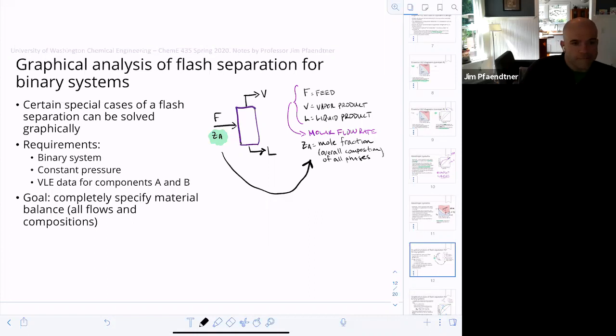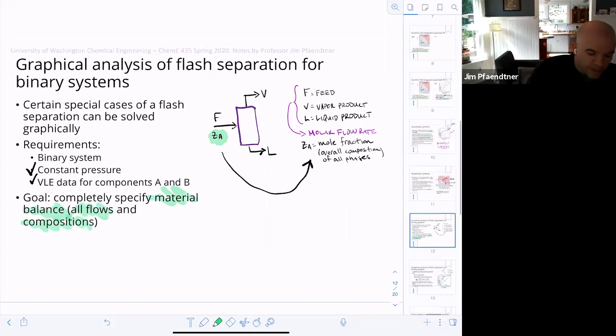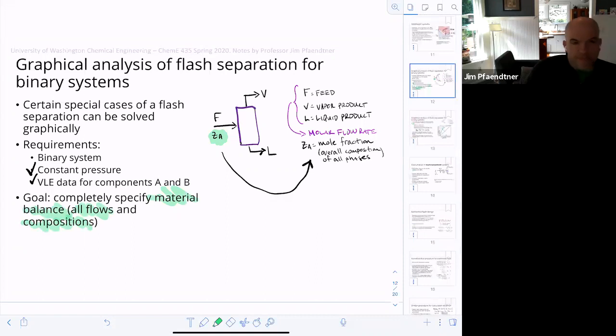So when we do these binary systems, they also have to be at constant pressure. And we have to have the VLE data for the AB system in order to do graphical design. And our goal here is to completely specify the mole balance, so that means all flows and all compositions for this system. So I'm going to show you a method for doing that next. And this method works for flash drums, and we will use it in a few weeks when we begin to do distillation design. So binary distillation design will have some common elements to what we're doing.